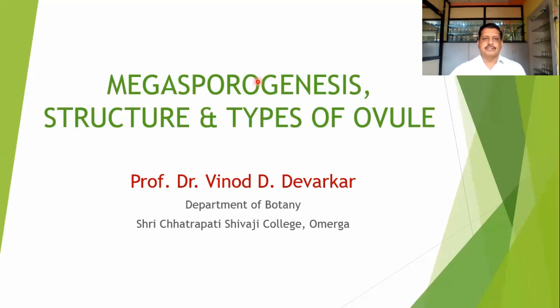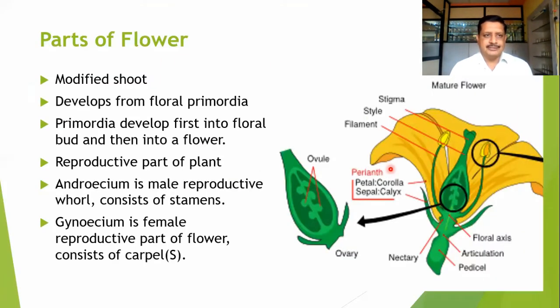Today we are going to discuss megasporogenesis, its structure and types of ovule. In the last lecture we also discussed the flower. A flower is nothing but a modified shoot which is developed from the accessory whorls modified into reproductive whorls. It is the floral primordia from which the flower has been developed, and this primordia develops first into the floral buds and then into the flower.